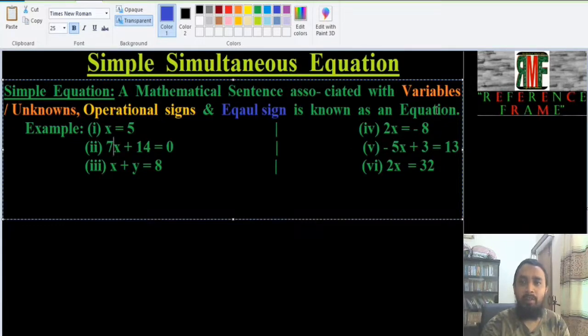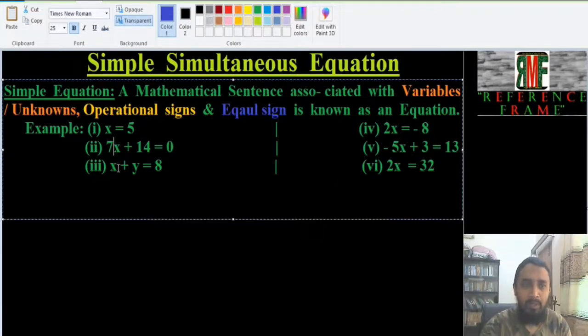Similarly, we have this kind of equation. From here we need to find the value of x. Look here, we already found the value of x is equal to 5. But here, if we shift 2 to the right side, then we have minus 8 divided by 2, then x is going to be minus 4. Similarly, we need to solve all of them.